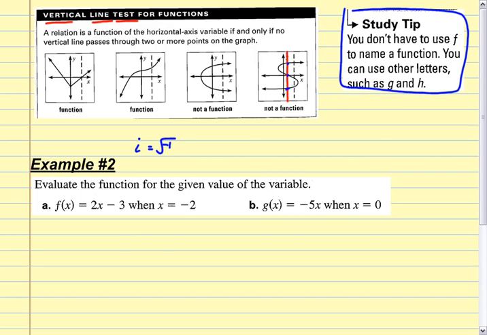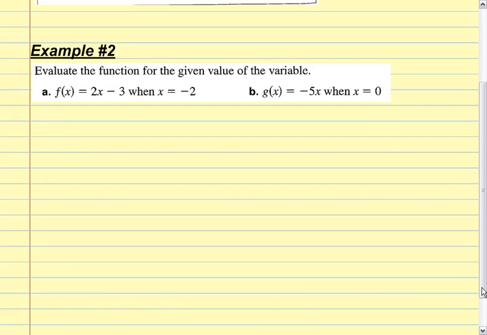Okay, now, let me scoot down here and look at example 2. It says evaluate the function for the given value of the variable. Here's what you do. This one says evaluate the function for the given value of the variable. For a, it says f of x, the function of x, is equal to 2 times x minus 3. And they say when x equals -2. So here's what you do: plug in -2 everywhere you see an x.